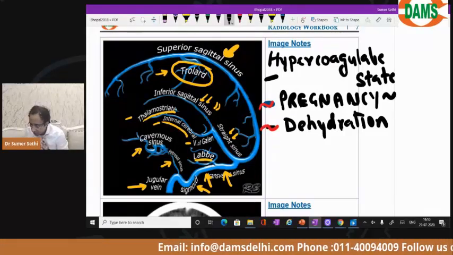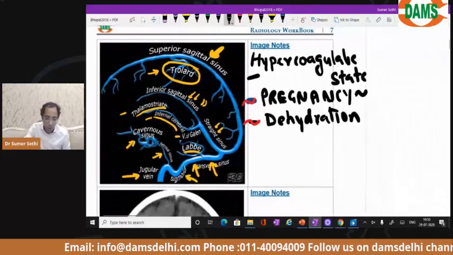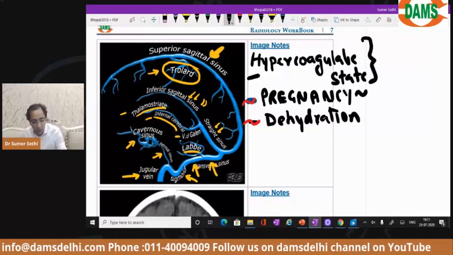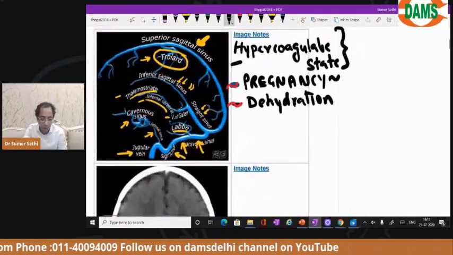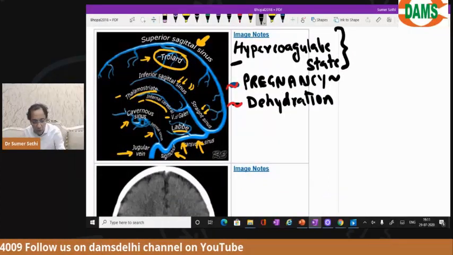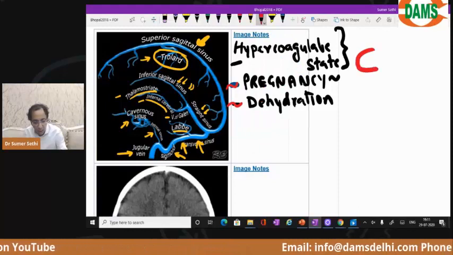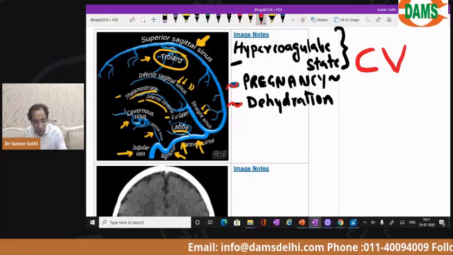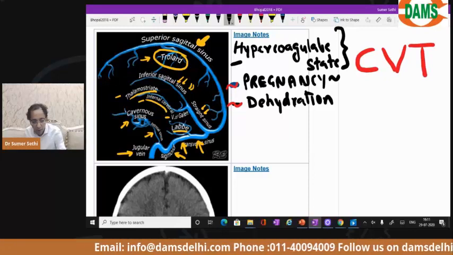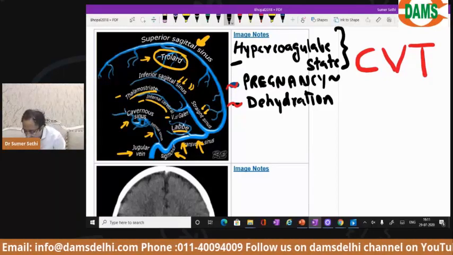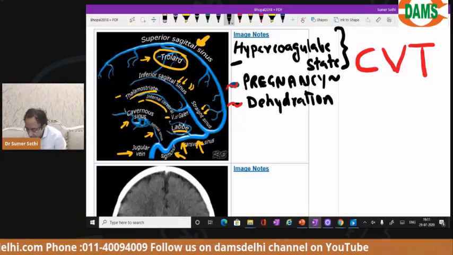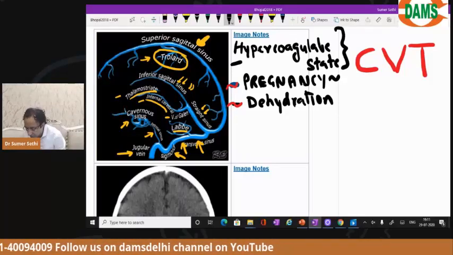Okay, बच्चे. Very good. So hypercoagulable states like pregnancy and dehydration. What can happen in them? In these patients, you can develop a venous thrombosis. We will call it cerebral venous thrombosis. किसी ने सुना पहले? CVT, cerebral venous thrombosis.